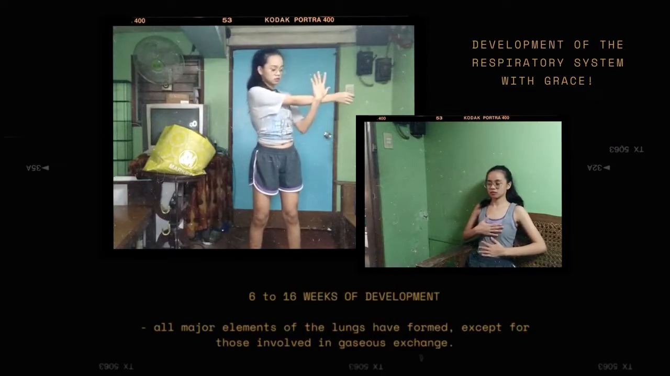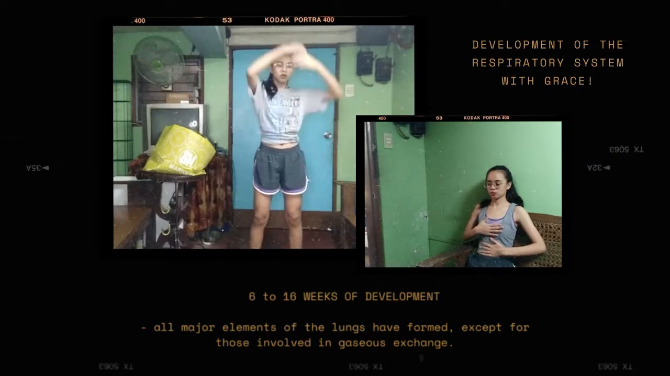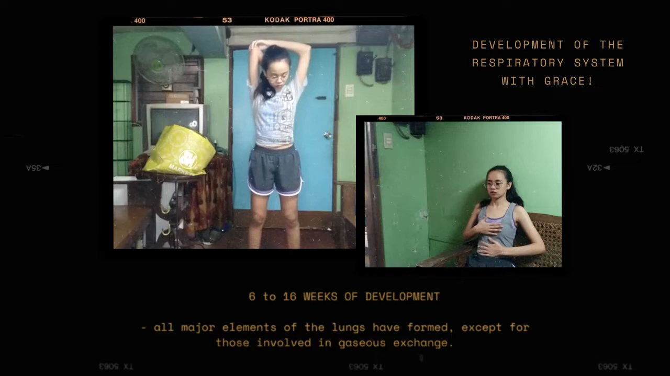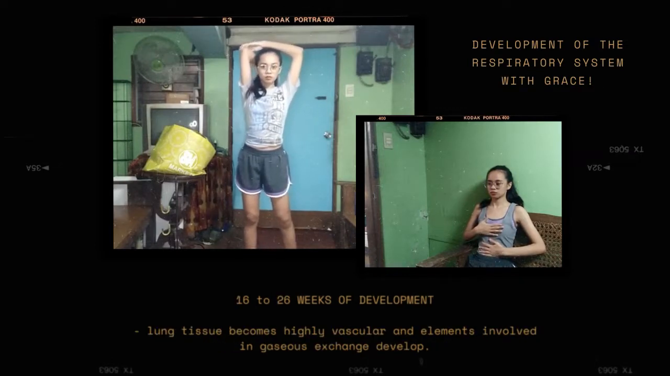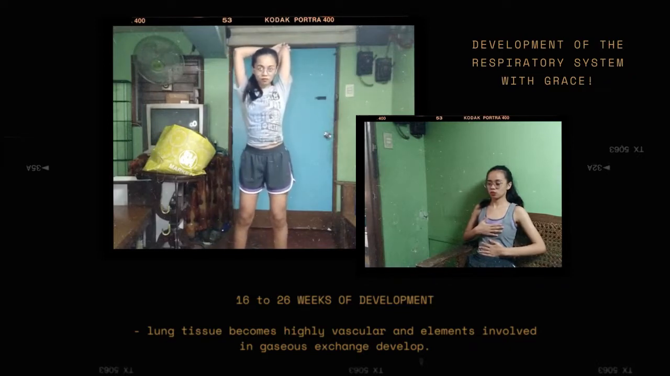During weeks 6 to 16, all major elements of the lungs have formed, except for those involved in gaseous exchange. Since breathing is not possible at this stage, fetuses during this time cannot survive. During weeks 16 to 26, lung tissue becomes highly vascular and elements involved in gaseous exchange develop.